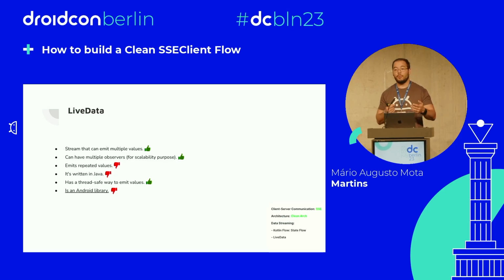It's also written in Java, and it emits repeated values, which is not something terrible. We can create an implementation of LiveData, like a distinct LiveData or something like that. But it would be good to have this functionality by default. So you can move to Flow.